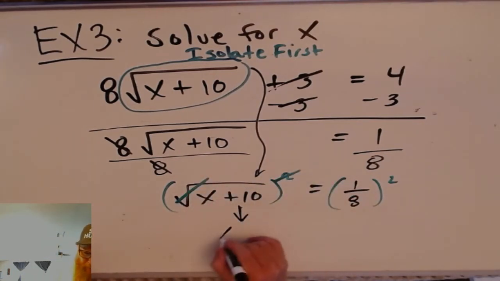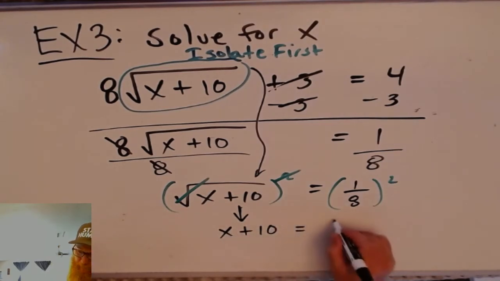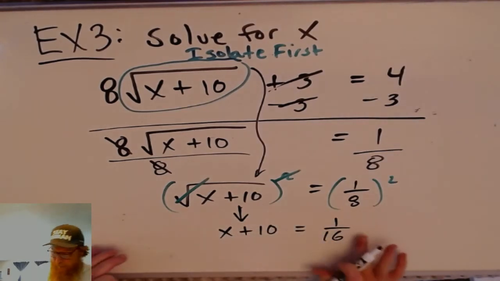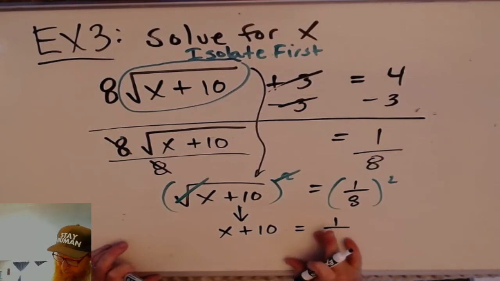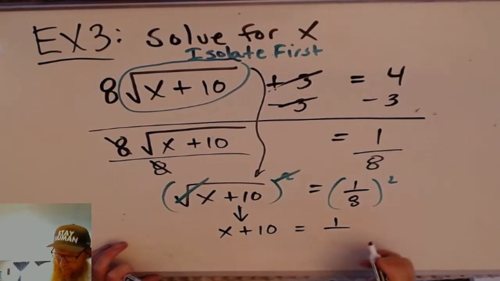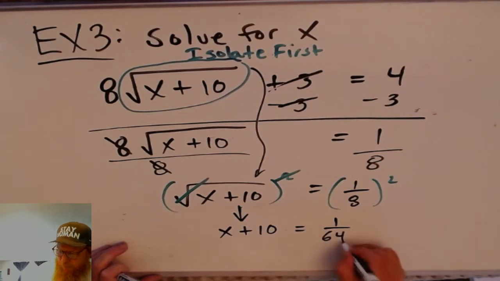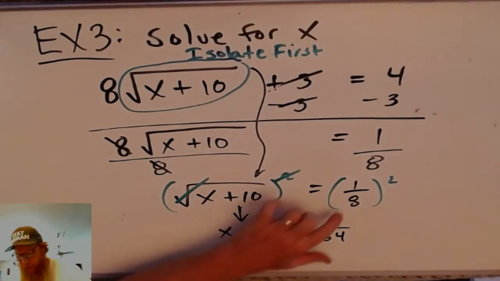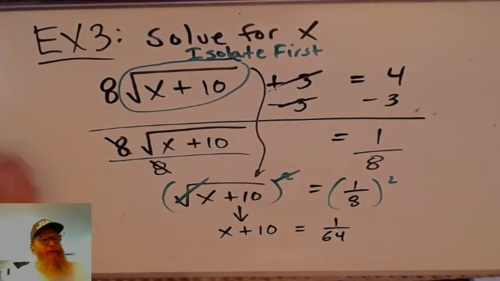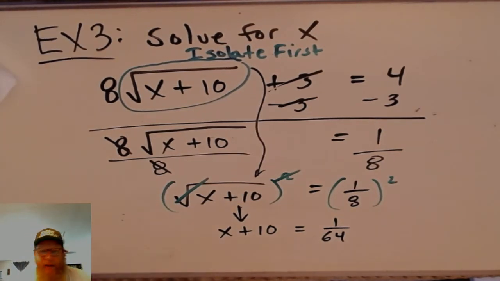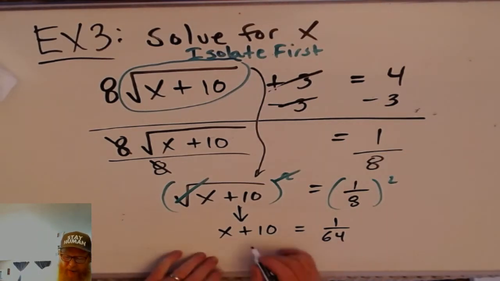Extract the root. Be careful, I almost screwed up. 1/8 squared is not 1/16, it's 1/64. 8 times 8. 8 times 8. 64. I literally almost put 16 because I was thinking about something else, so be careful. And now you're basically home free.